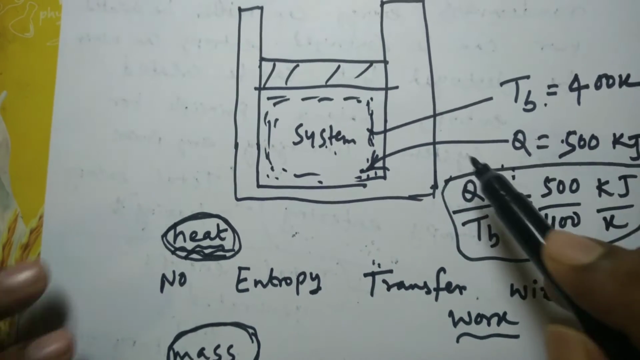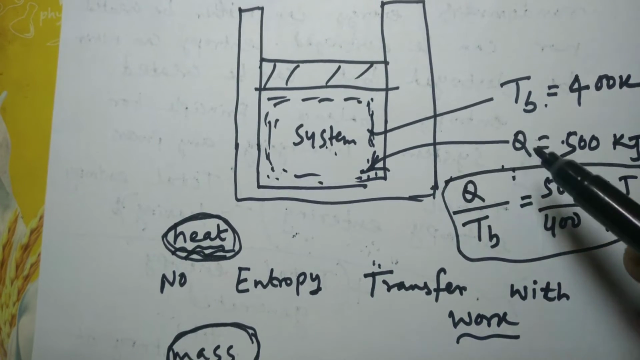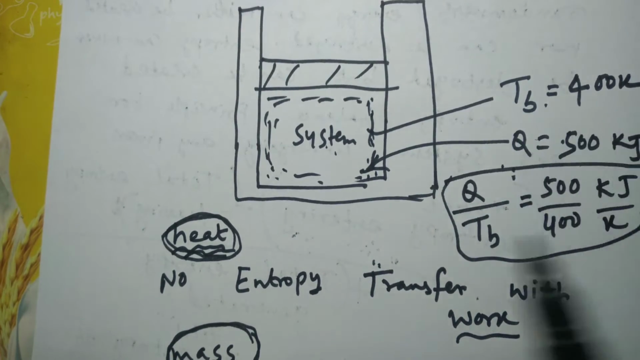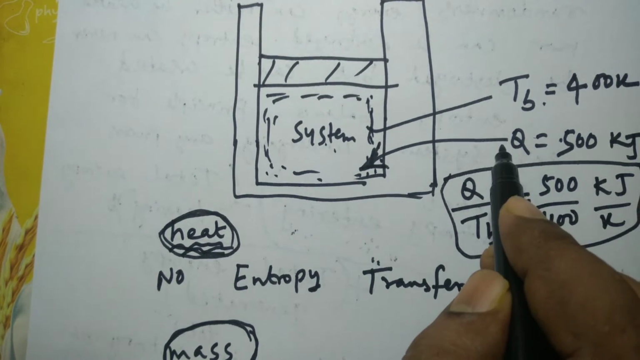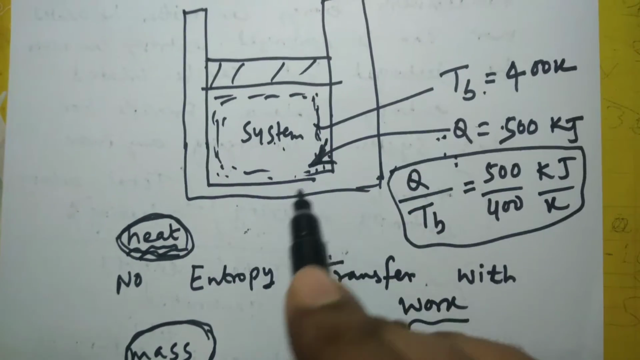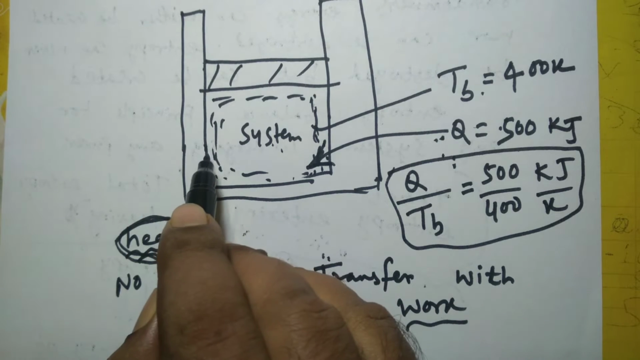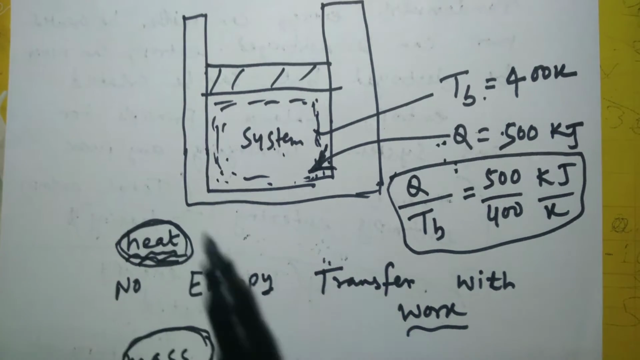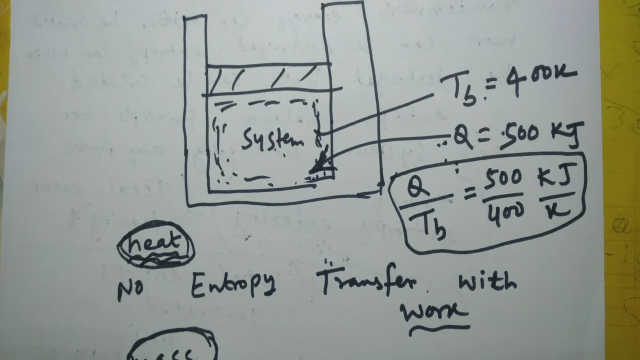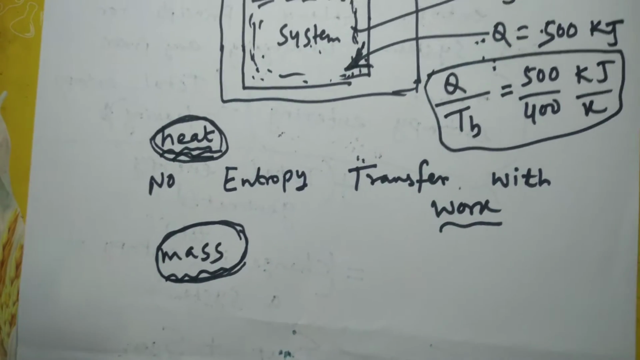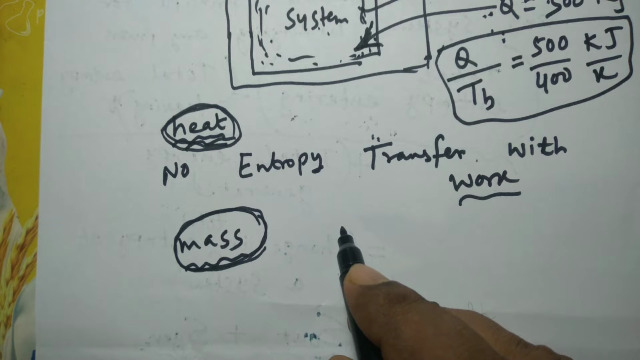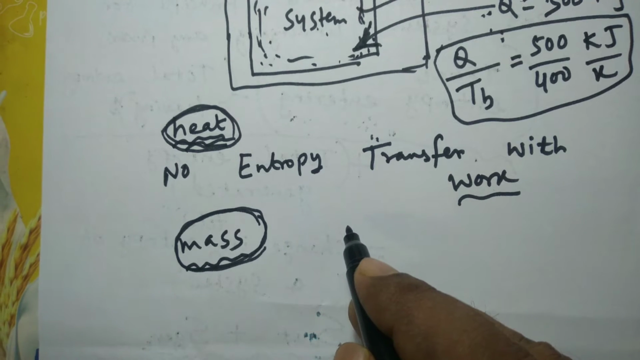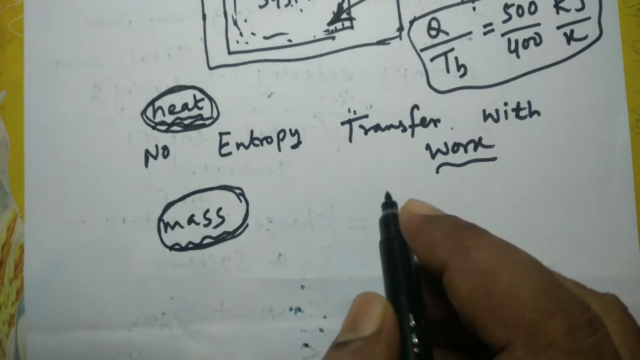You know, the direction of entropy transfer is the same as the direction of heat transfer. That means whenever heat is transferred to a system, entropy is transferred into the system, and when heat is rejected from the system, entropy is rejected from the system. So when mass transfer takes place, how is entropy transfer calculated?